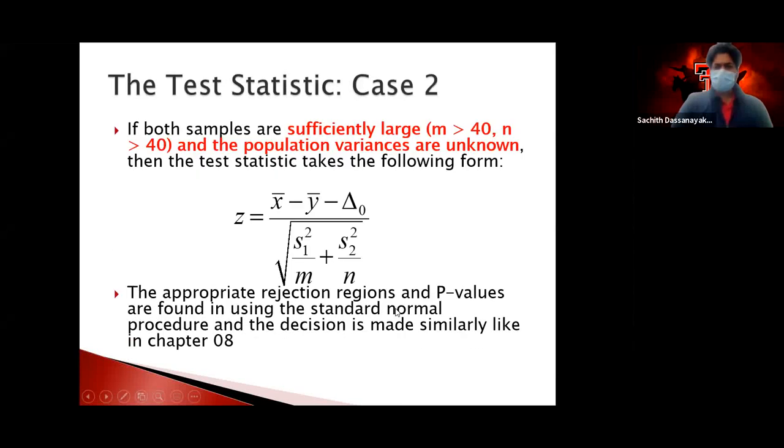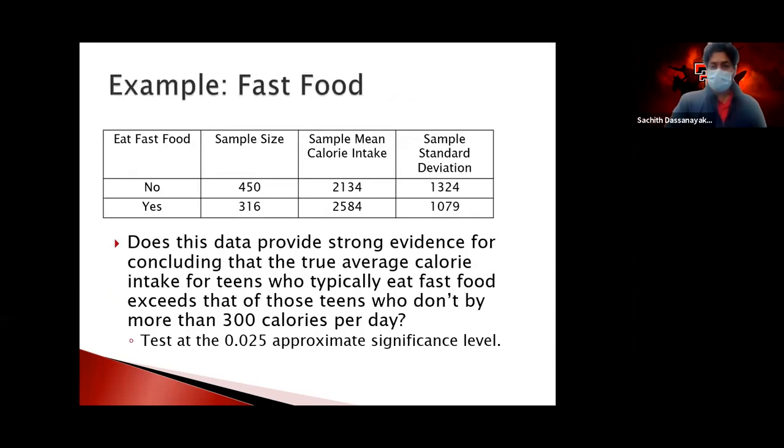Test statistic. Case 1 and case 2 are very similar, as I mentioned. The only difference is that in case 1 we know the standard deviation, so we can use the Z-test. In case 2 we don't know the standard deviation, but we can assume that our sample is approximately normally distributed, so we can replace sigma by S, the sample standard deviation. That's the difference between case 1 and case 2.